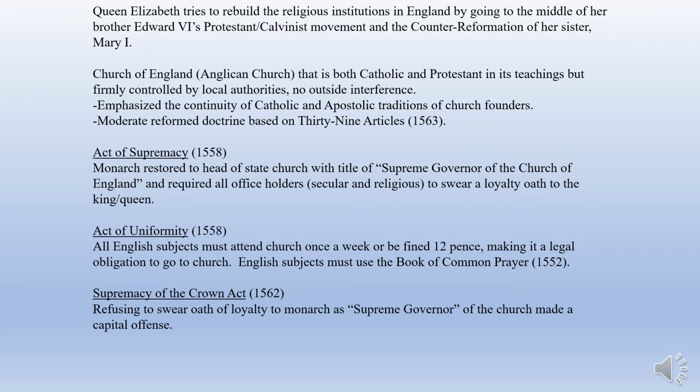One thing she will do, though, in 1558 is pass what's called the Act of Supremacy, where the monarch will not only be the head of state, but also the head of the state church. But instead of being the supreme leader of the church like her father had been, she is going to call herself the supreme governor of the Church of England. And all office holders, whether they're secular or religious, will have to swear an oath of loyalty to the king or queen. This is still in effect today.